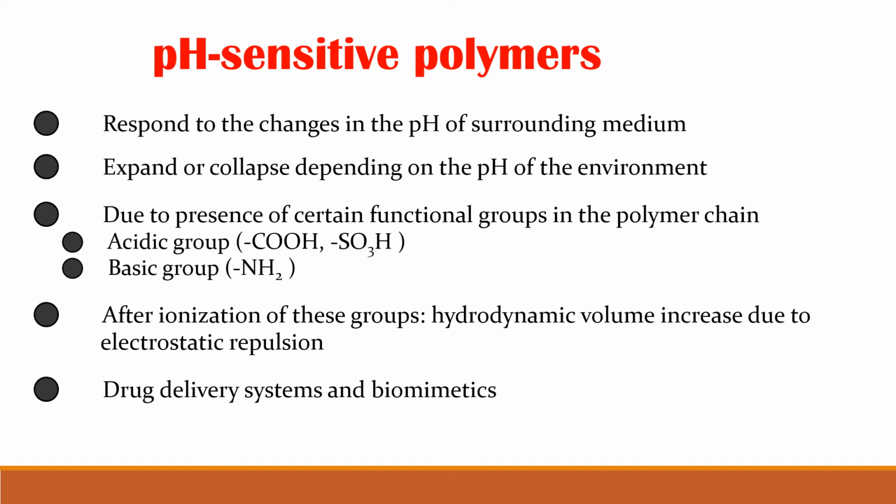And we know for any substance to be affected by pH, there should be either acidic or basic mediums. Hence, for any pH sensitive polymers, there should be organic acidic or basic groups. These acidic and basic groups undergo ionization in the presence of an external medium, and their hydrodynamic volume either increases or decreases due to electrostatic repulsion or attraction.